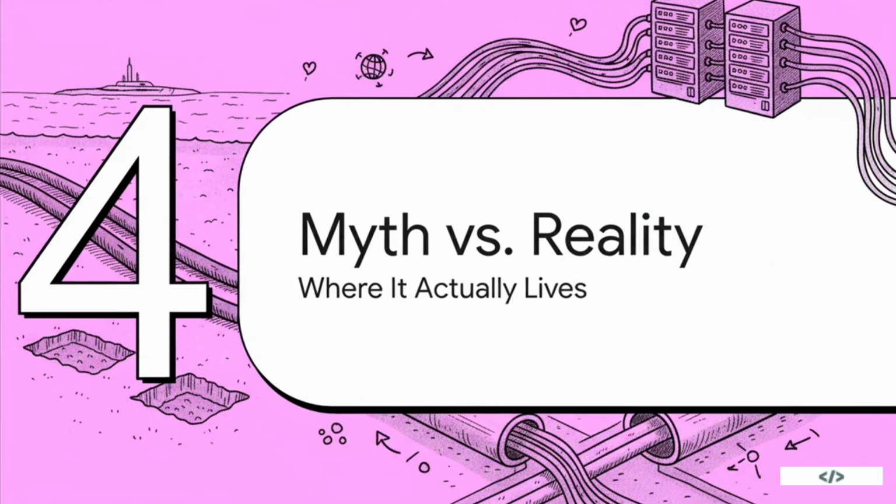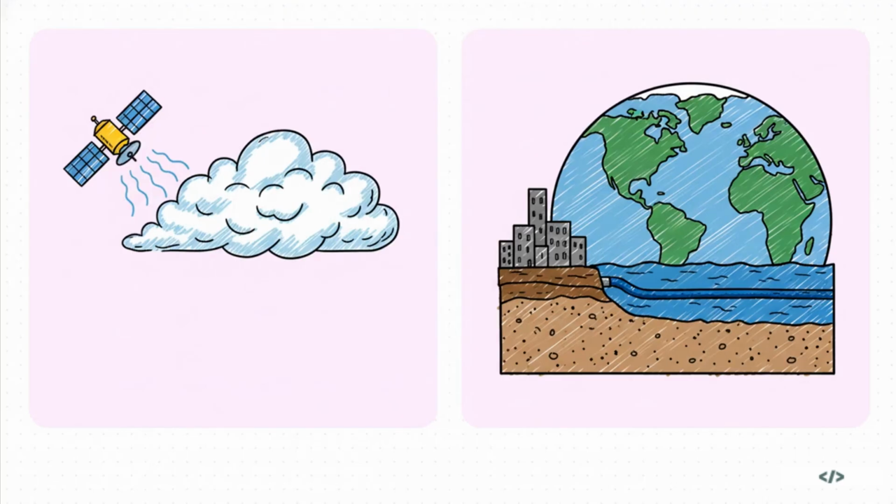All right, let's switch gears and bust a huge myth, probably the biggest one there is about the internet. This idea that it's all wireless, just kind of floating around up in the clouds. So yeah, the myth is that it's all Wi-Fi and satellites, but the reality? The reality is way more physical.